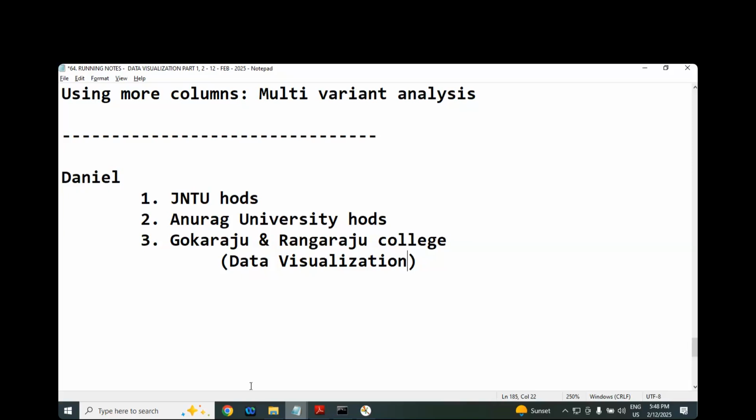Can I share this material with you also? Maybe. When the HODs call and ask, hey Daniel, you have to give a session, I ask them to give me the syllabus. Why? Because the academic syllabus is different. Am I right or not, sir? Then according to their syllabus, I created the material. Can I share that one also? Is it okay for you? Like that, I have given sessions at Anurag University and JNTU.